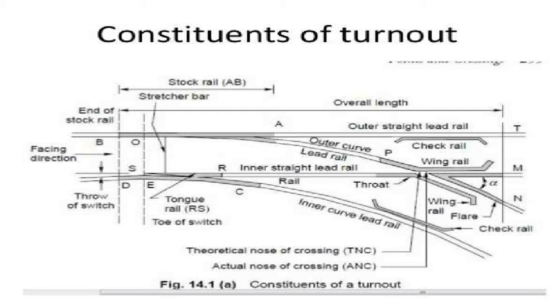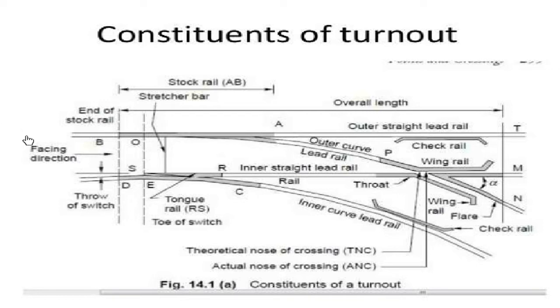Last class, we have learned different terms related to points and crossing. So in today's class, we'll go through the topic turnout and we'll also learn the different types of switches used in railways. So what is a turnout? Turnout is an arrangement of points and crossing with lead rail by means of which the rolling stock may be diverted from one track to another.